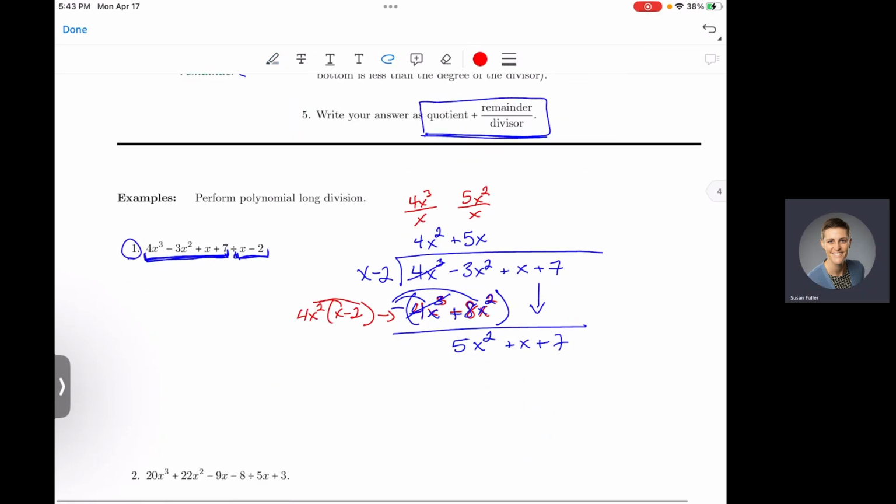So now we're going to take that positive 5x and multiply that by my entire divisor. And when we distribute that out, we are going to get 5.